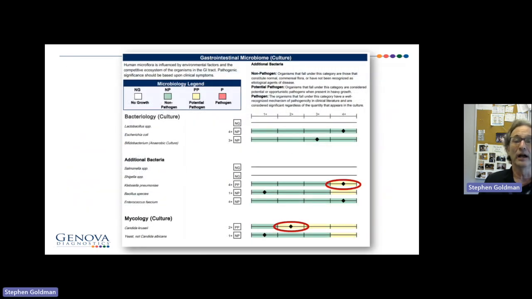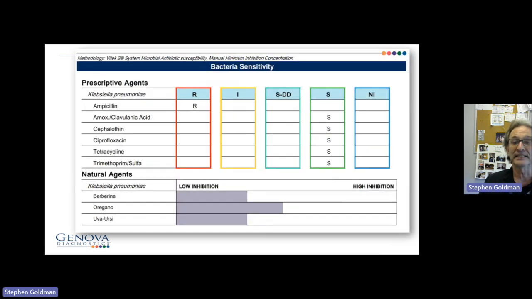And so if we look at this overall, at the additional bacteria, there's our potential pathogen. There's our potential pathogen for yeast. And here's the sensitivity to treat it. So for the Klebsiella, anything in the R box for these prescriptives, it was resistant, did not work well in vitro. Anything in the S susceptibility worked well in vitro and are worthy of your consideration.